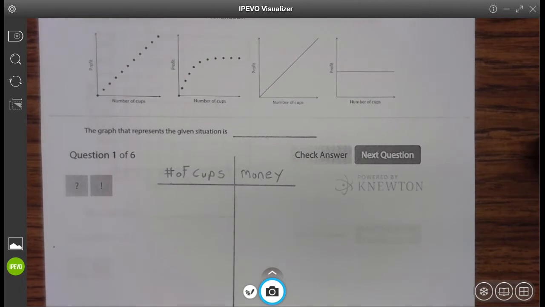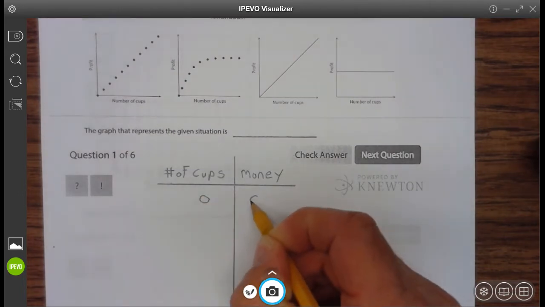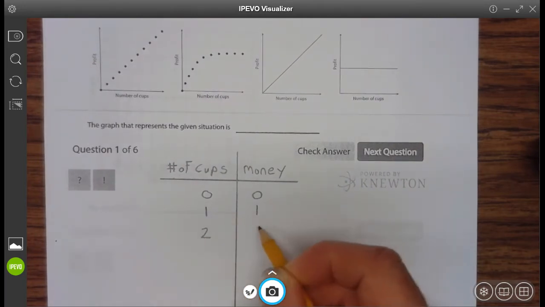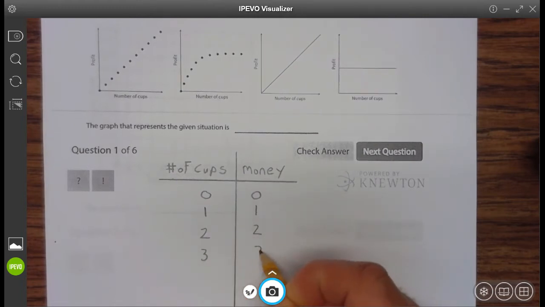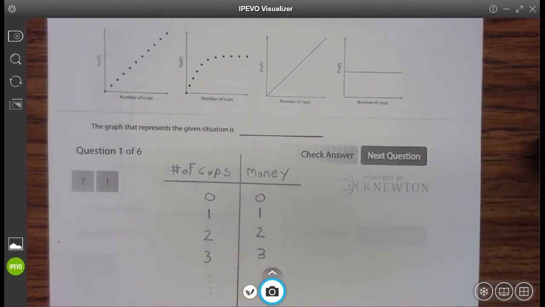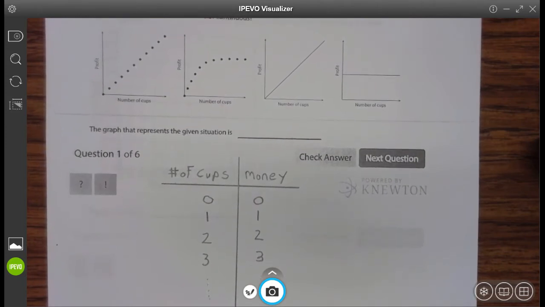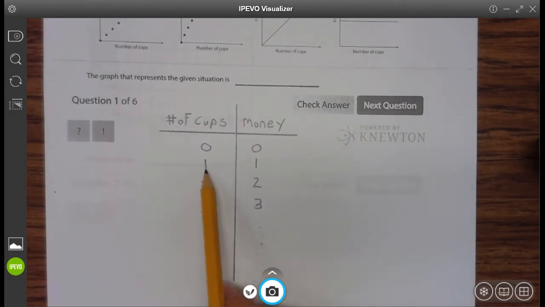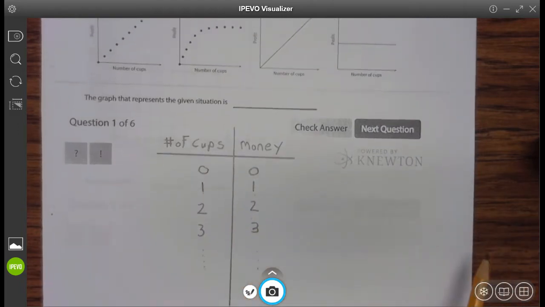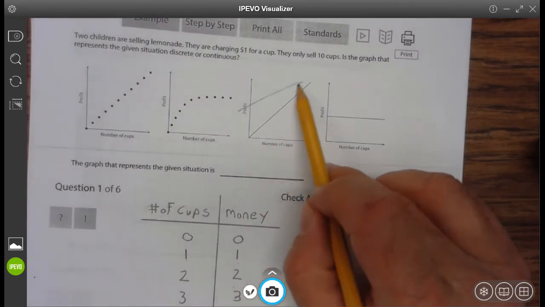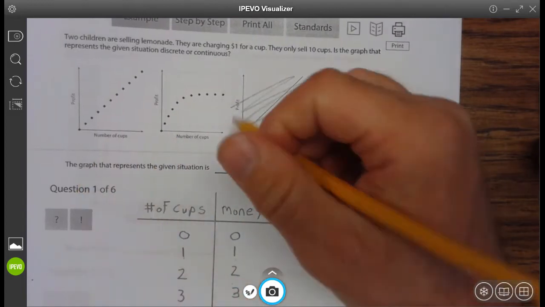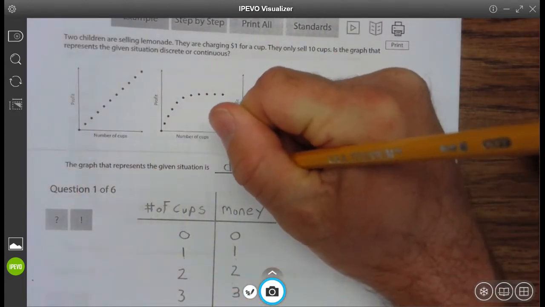Well, if you sell 0 cups, you make $0. If you sell 1 cup, you make $1. So 2 cups, $2. 3 cups, $3, and so on. Now, you'll notice that you can only have whole cups. You can't have half a cup or a fourth of a cup. So these are distinct points. That means it cannot be this graph and it cannot be this graph. It has to be a discrete graph.